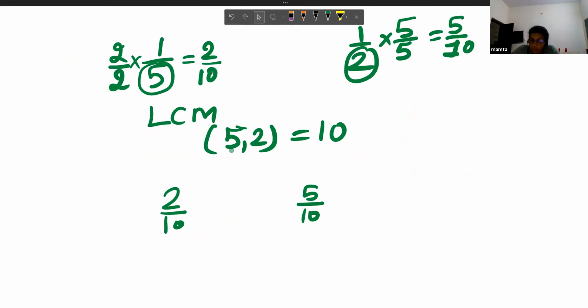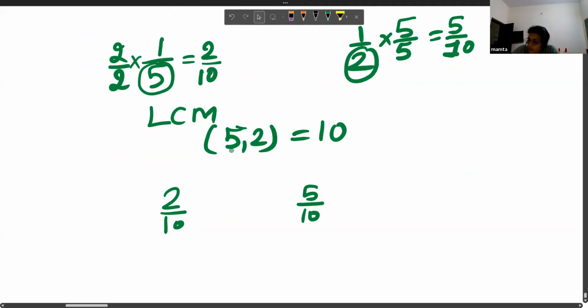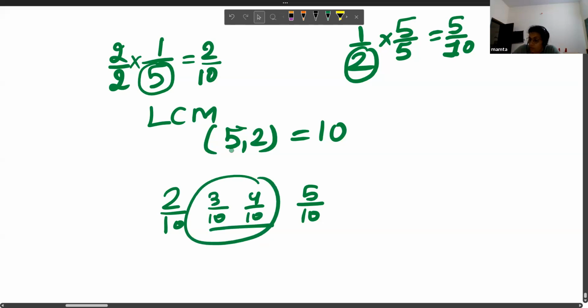Write the numerator value between these two numbers. So 3 by 10, 4 by 10. But I have written only 2. Now they are saying write 5 rational numbers. Then how would you write?